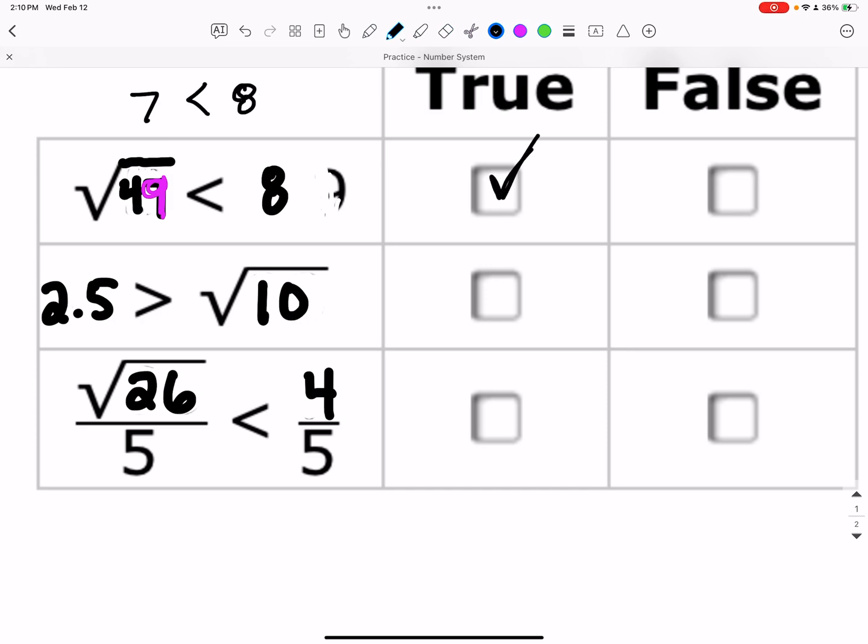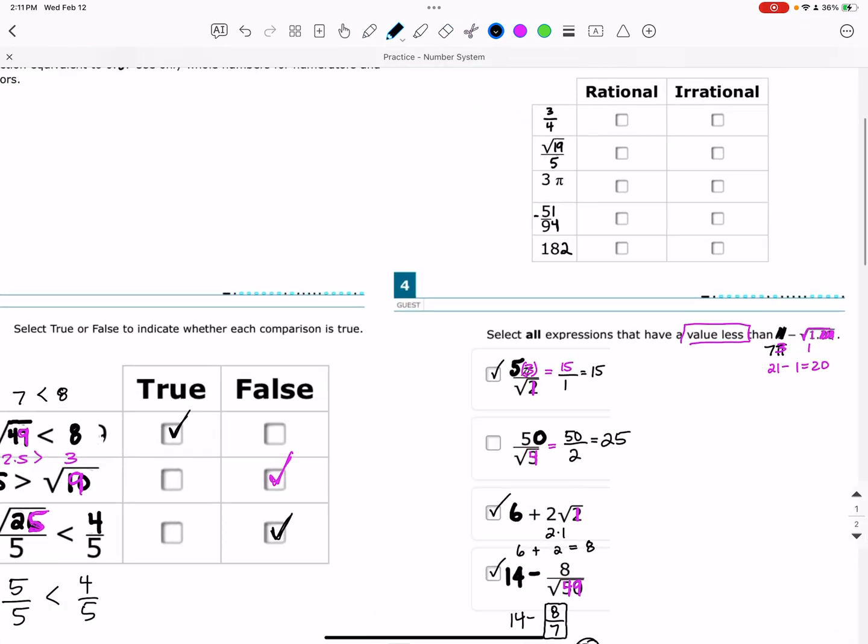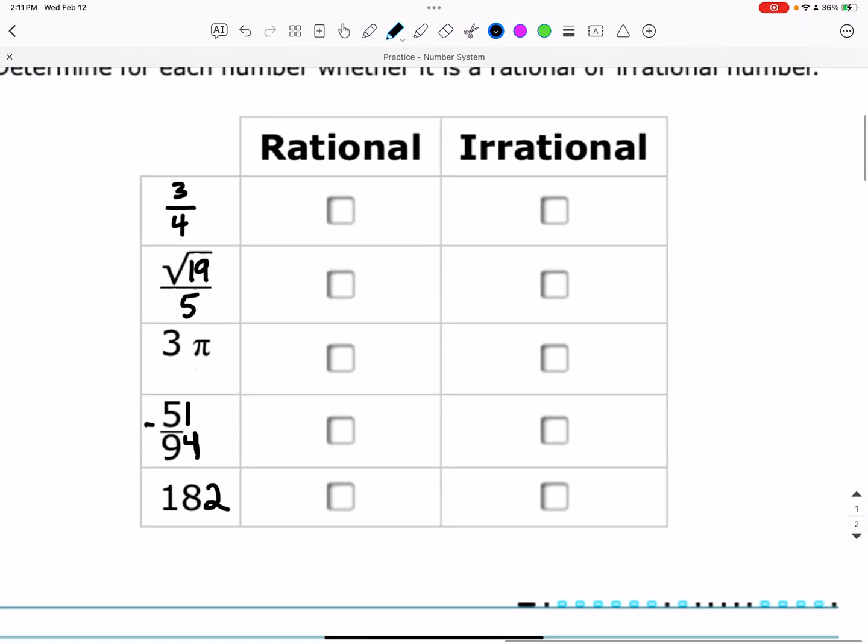I don't know the square root of 10, but I know the square root of 9, and the square root of 9 is 3. So is 2.5 bigger than 3? No, it is not. I don't know the square root of 26, but I know the square root of 25. The square root of 25 is 5, so this is 4/5 against 5/5. Is 4/5 bigger than 5/5? No, it is not. So if they don't give me a calculator, I'm not going to spend very much time on these. I'm just going to give a decent effort. Make it as dumb as possible.